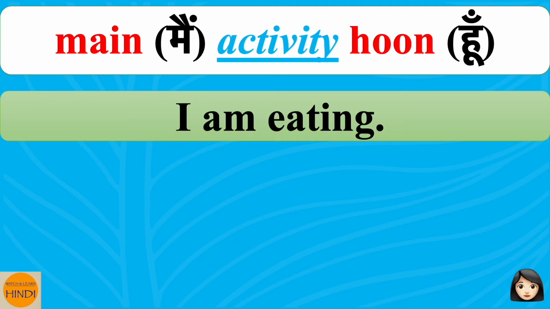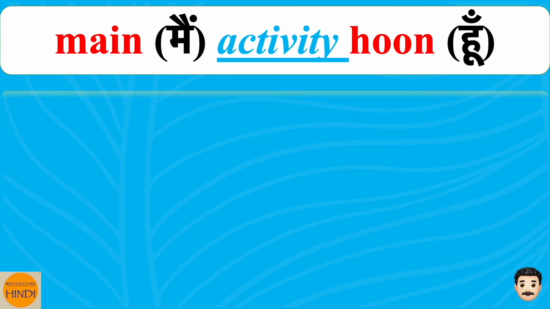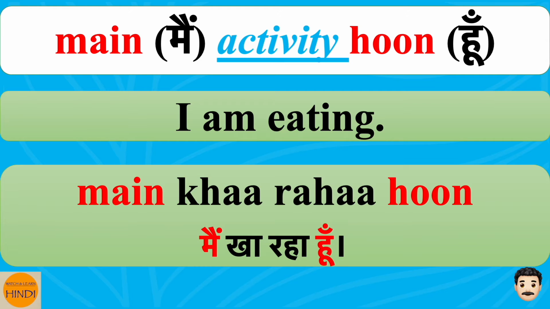For an activity, if you want to say I am eating, in Hindi you will say मैं खा रही हूँ. Here, rahi tells us that the gender is feminine. And for the masculine gender, for I am eating, it will be मैं खा रहा हूँ, where khana is eating and raha tells us that the gender is masculine.